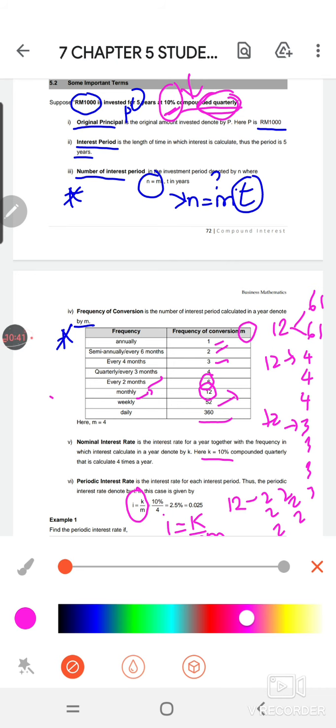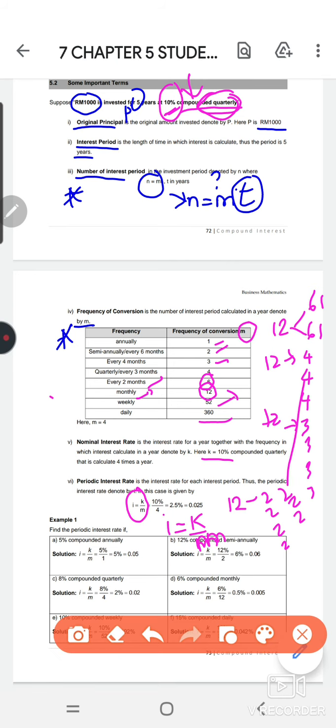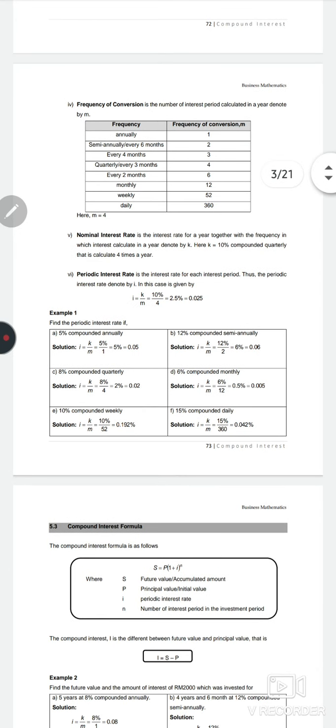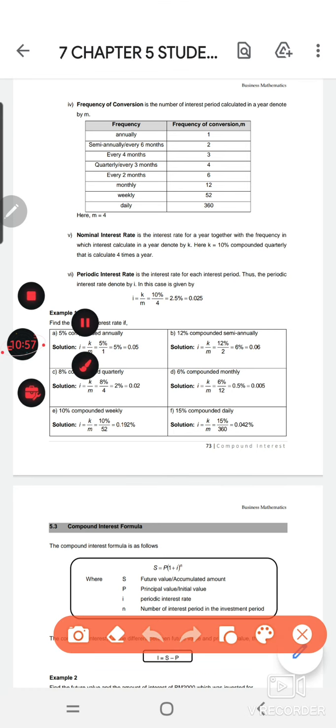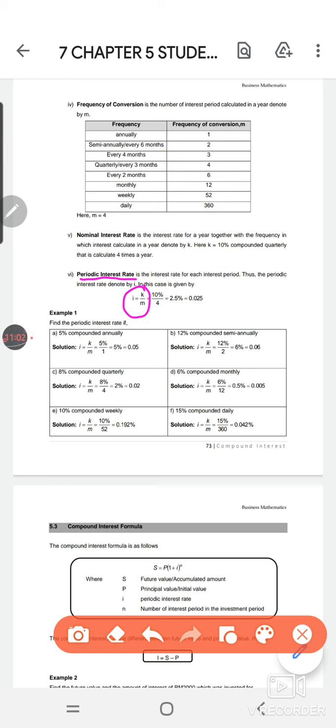Okay, so let us discuss example 1. Find the periodic interest rate if A is 5% compounded annually. Okay, so kalau dia nak periodic, kita dah tahu periodic is I equals to K over M. So kalau dia kata 5% compounded annually, K is 5%. Compounded annually, so your M equals to 1. So 5% divided by 1 is equals to 5%, so 0.05.